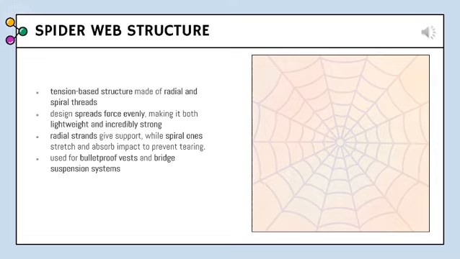A spider's web is a tension-based structure made up of delicate radial and spiral threads that work together in perfect balance. This unique pattern allows the web to spread out any force evenly, giving it incredible strength while staying lightweight. The radial strands hold the main structure, and the spiral threads stretch to absorb shocks, preventing the web from tearing easily. Even though it looks fragile, spider silk is actually stronger than steel when compared by weight. This remarkable natural design has inspired humans to create innovations like bulletproof vests and suspension bridges, using the web's balance of strength and flexibility as a model for modern engineering.